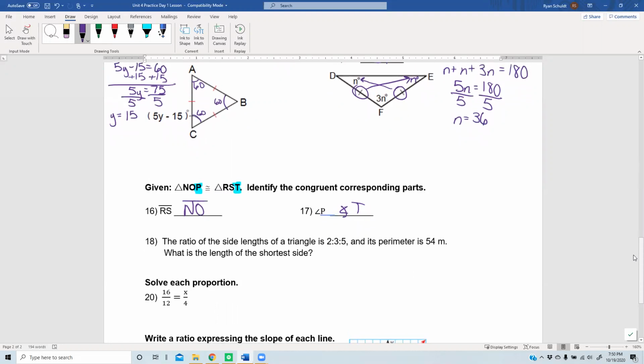Now for 18, they tell me that the ratio of side lengths of a triangle is 2 to 3 to 5, and its perimeter is 54 meters. What's the length of the shortest side? Let's find all the sides, and then we can easily pick the shortest. So remember, this is where you have to put an x after each one and add them all up.